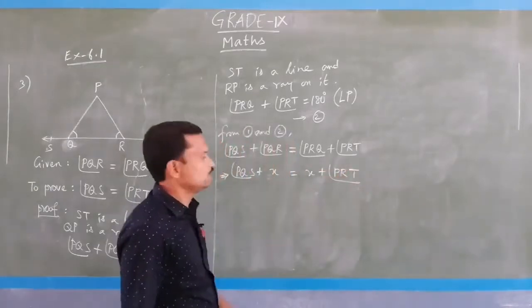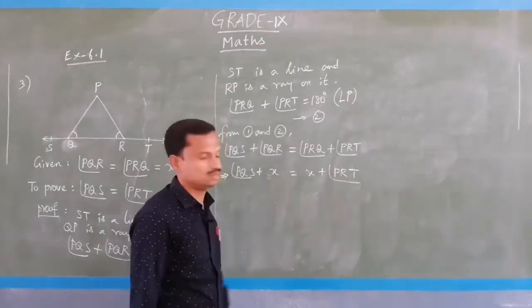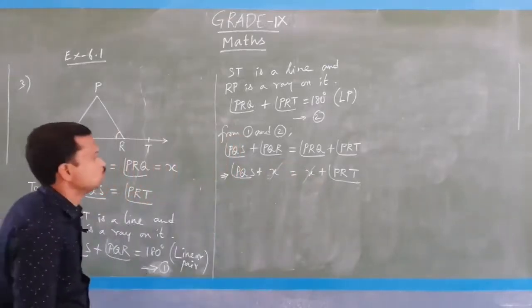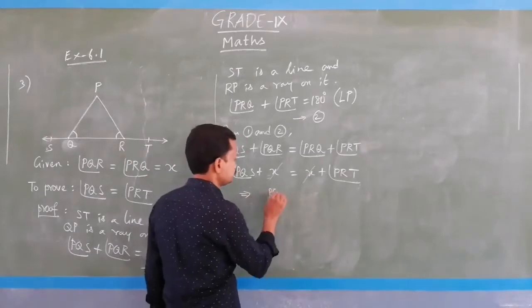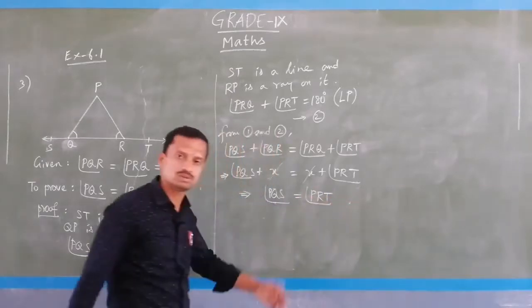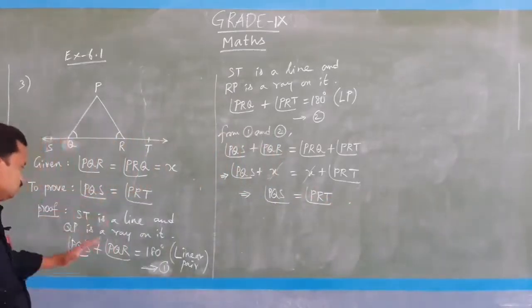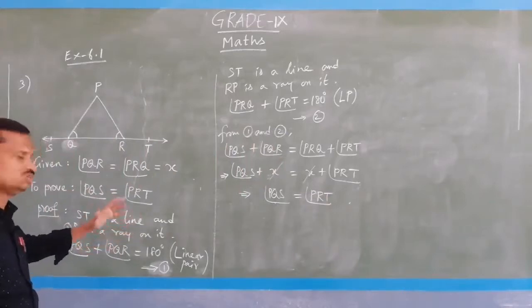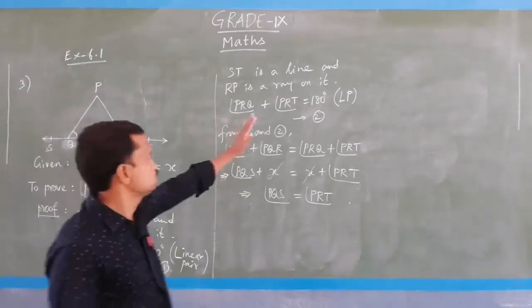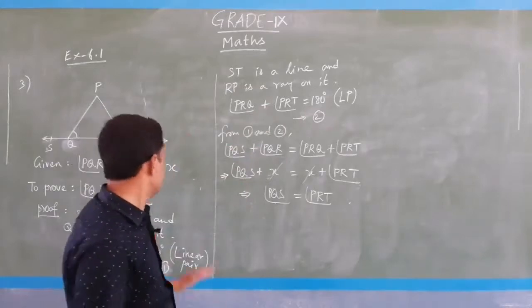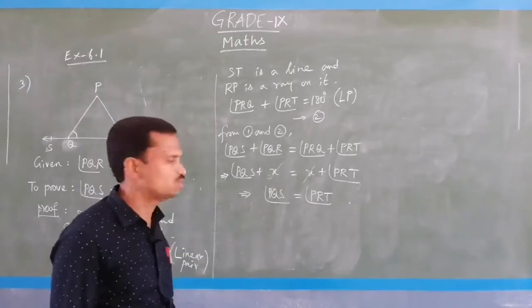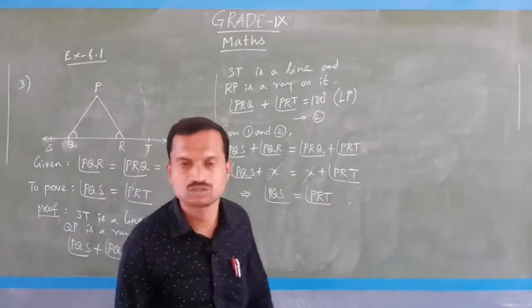So, equal values on the same side of the equation get cancelled. Okay, X after cancelling, we get angle PQS equal to angle PRT. So, that is the proof. This is the way. First of all, you have to consider a line and a ray on it, and you take the linear pair of angles equal to 180, and another the same thing, and then by comparing 1 and 2, the left hand sides are equal, and you cancel the equal value on either side of the equation, and you get the proof. Okay, and now move to the next question.